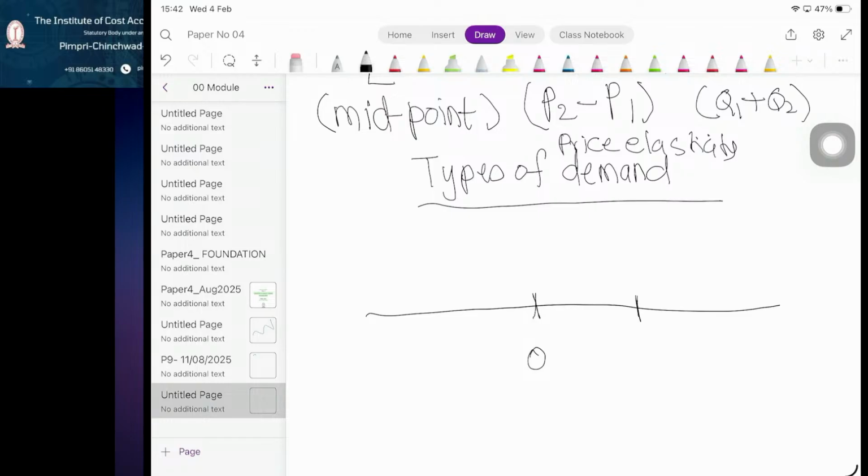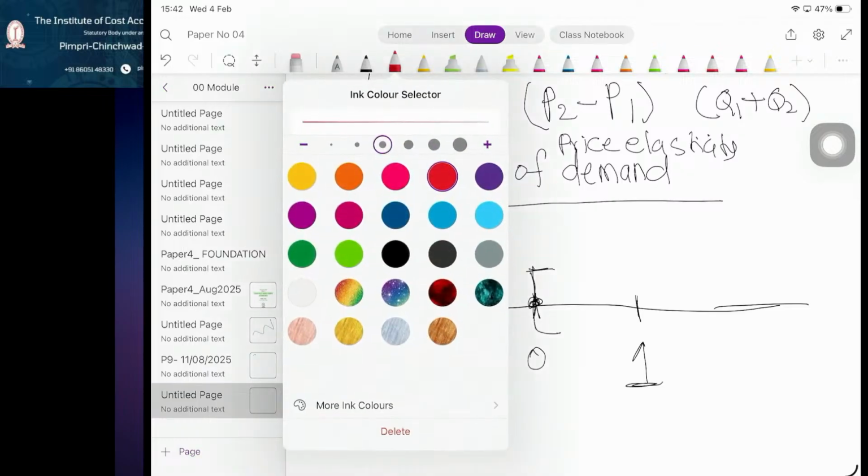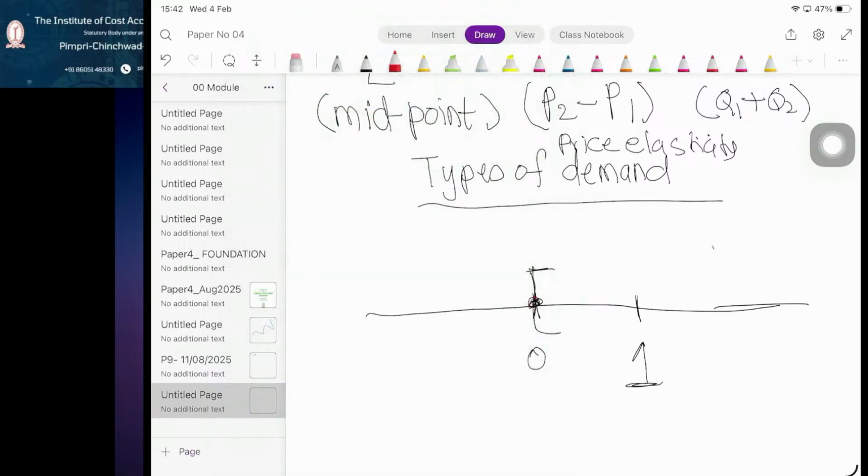0, 1. If the price elasticity is 0, what do we call that? 0. Inelastic means no matter how much the price changes, our demand is not going to change. This is that point. Perfectly inelastic.